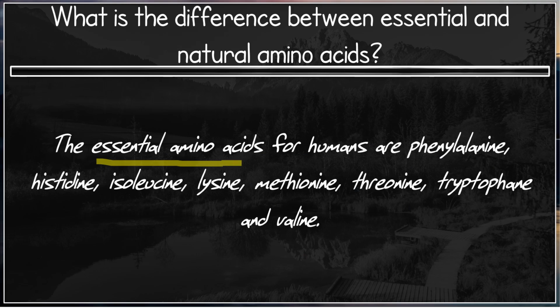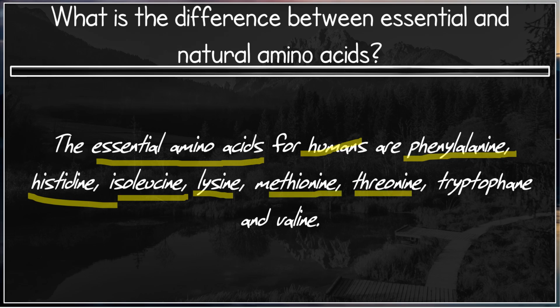The essential amino acids for humans are phenylalanine, histidine, isoleucine, lysine, methionine, threonine, tryptophan, and valine.